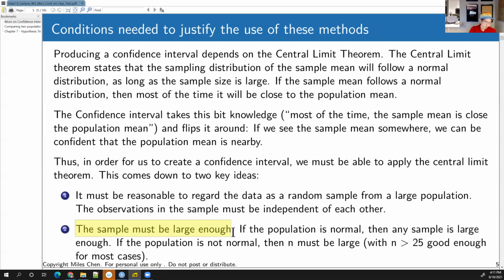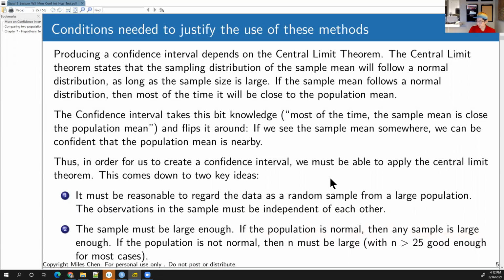So again, we always want to be working with large samples or samples that are big enough. The rule of thumb is that if the population is not normal, then n must be large, where n being greater than 25 is good enough for most cases. But if you do have a normal population, you can get away with a smaller sample. So you could have a sample size of 10 or 15 or something like that, if it's reasonable to assume that the population is normally distributed. Okay.